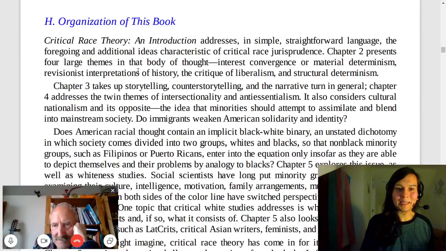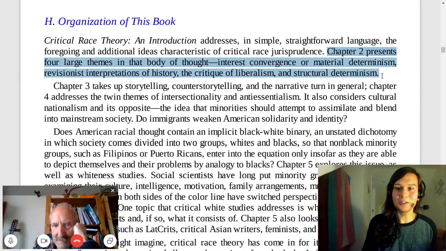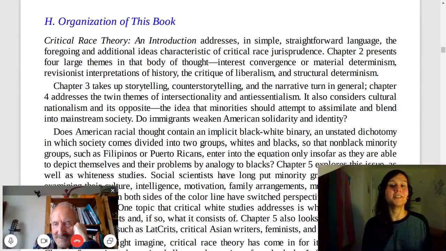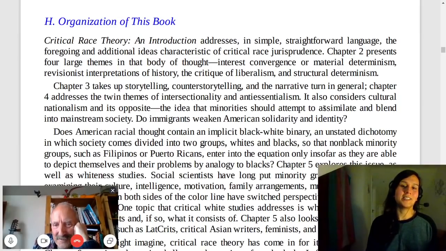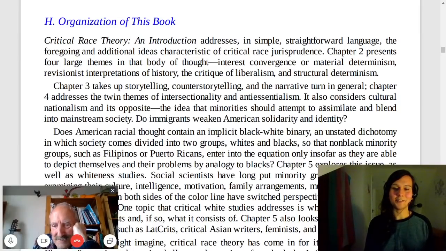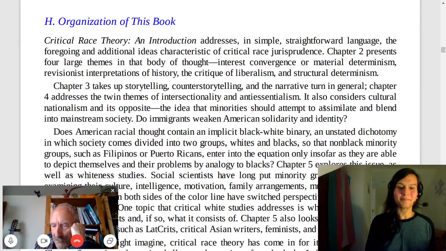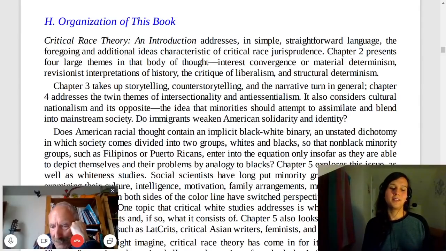Next week, I think we should read and talk about chapter 2, where they're going to go into more detail. Maybe they'll give these examples: interest convergence, material determinism, revisionist interpretations, critique of liberalism, etc. Awesome. Do we have any final thoughts to round out this session? No, I think we've pretty well covered the field.